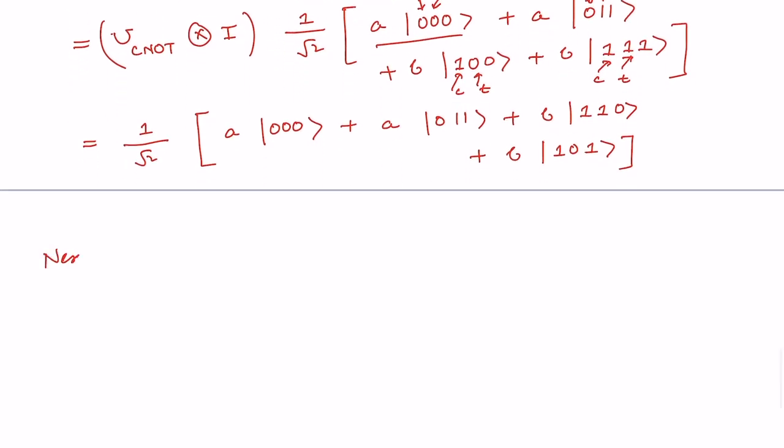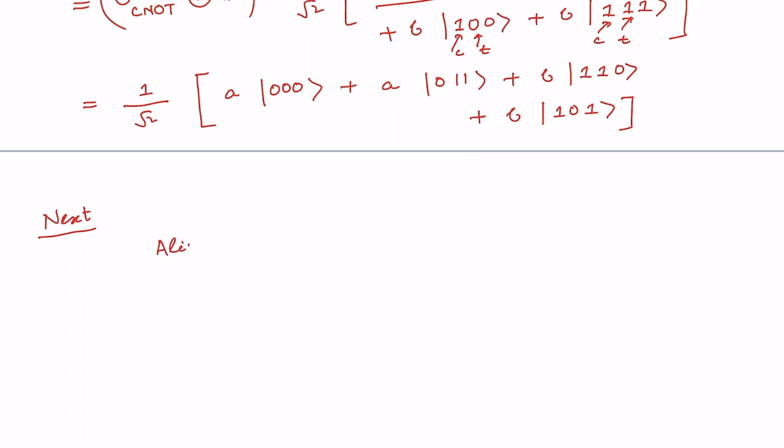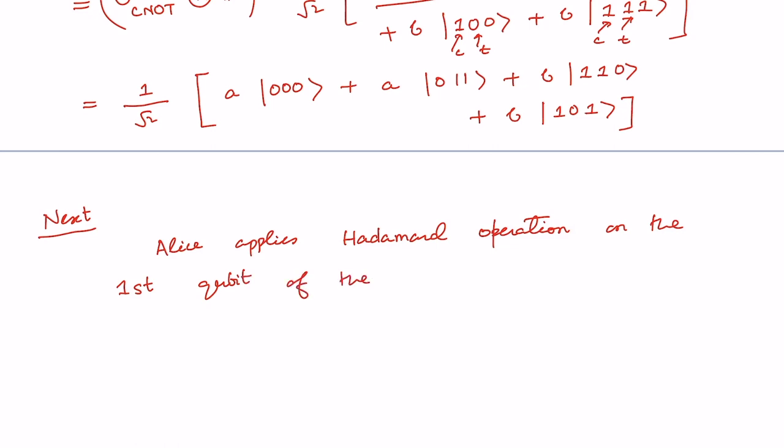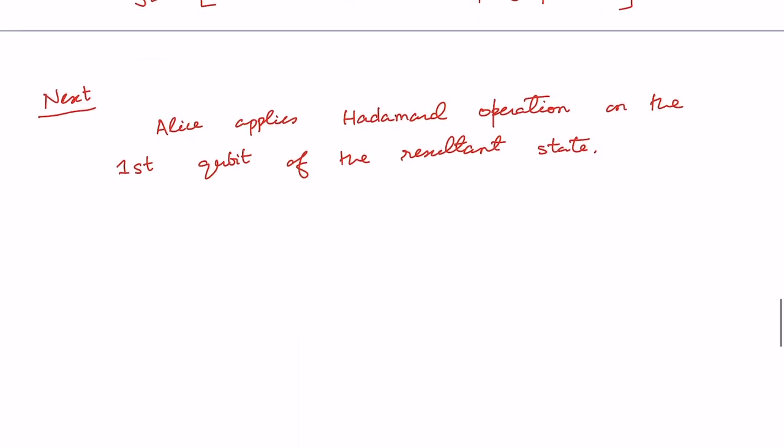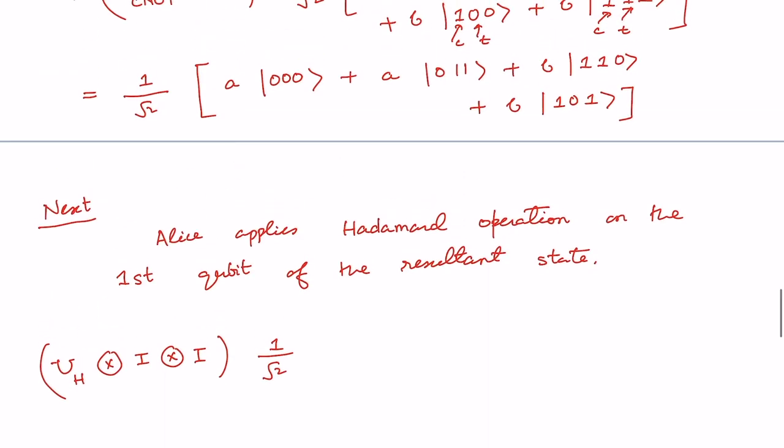Now next step, what Alice is going to do, Alice applies a Hadamard operation on the first qubit of the resultant state. I mean, by resultant state I mean the state that Alice obtained after the CNOT operation is done. And here now the second qubit and the third qubit would remain unaffected. So mathematically speaking, Alice is making a Hadamard operation on the first qubit with the second and the third qubit remaining unaffected, and she is doing this operation on the state obtained because of the CNOT operation.